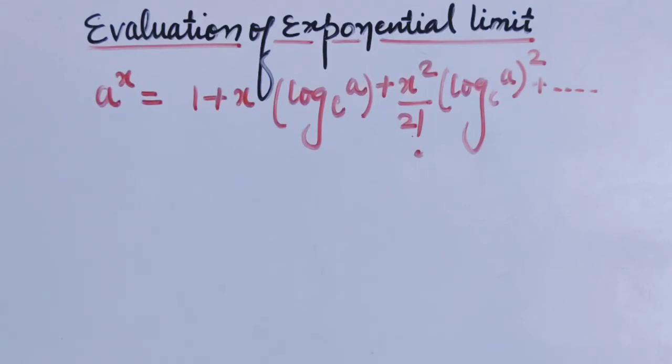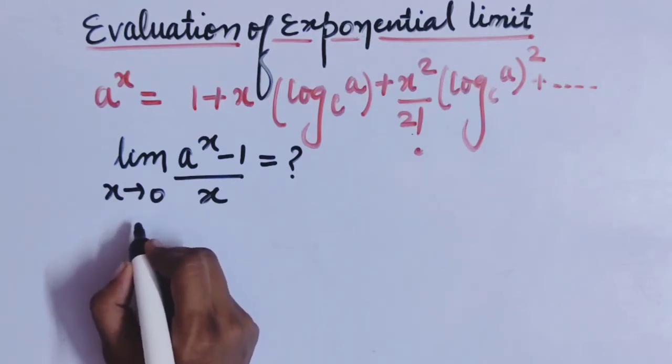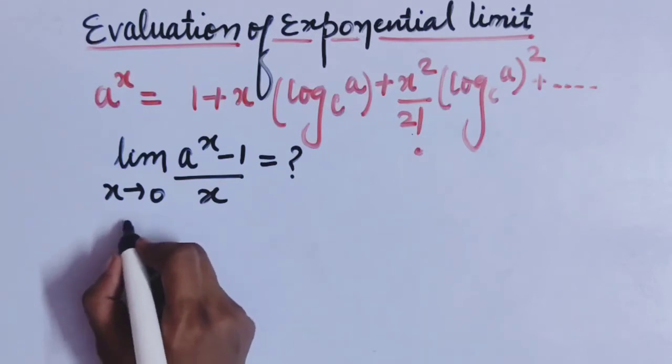Now let's see over here how we will evaluate it. Yes, see students, here we have to evaluate limit x tends to 0, a raised to the power x minus 1 upon x. Now the question arises, how we'll evaluate it? See, limit x tends to 0, a raised to the power x minus 1 upon x. This is the given expression to us. Now we have to evaluate the limit over here.